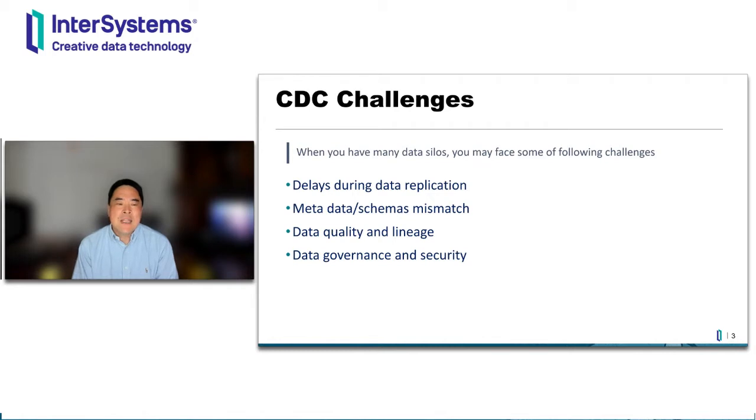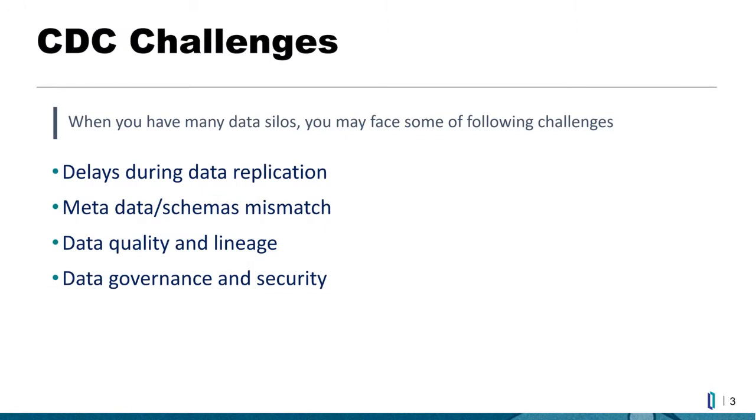Since you have many data silos, right? Different data sources, different systems. So you may face some of these challenges. First, the data has to be replicated. So the replication will cause delays. And then during the replication, if the metadata or schema don't match, there's a mismatch, the replication will break down. So someone has to fix the schema or the metadata or the data itself.